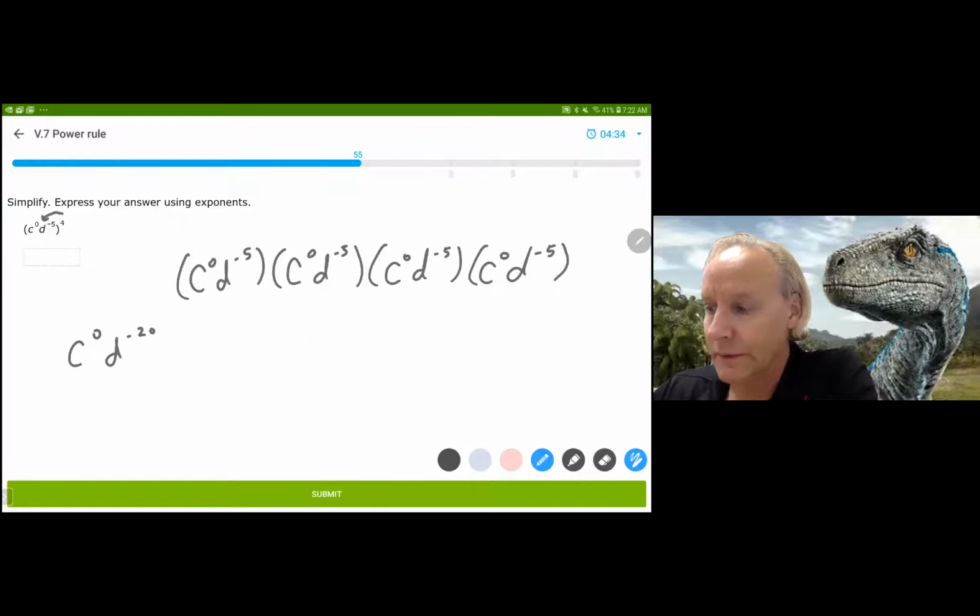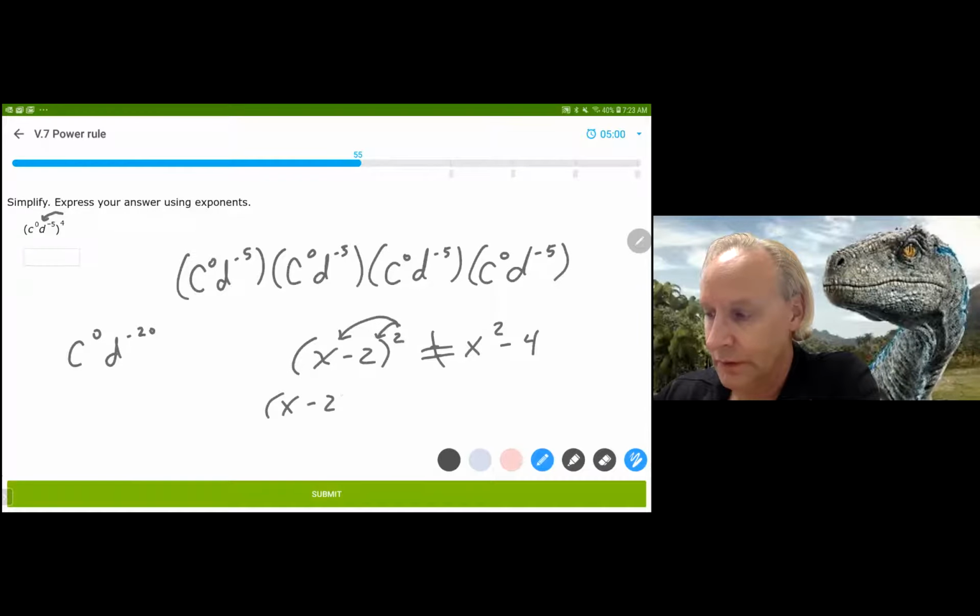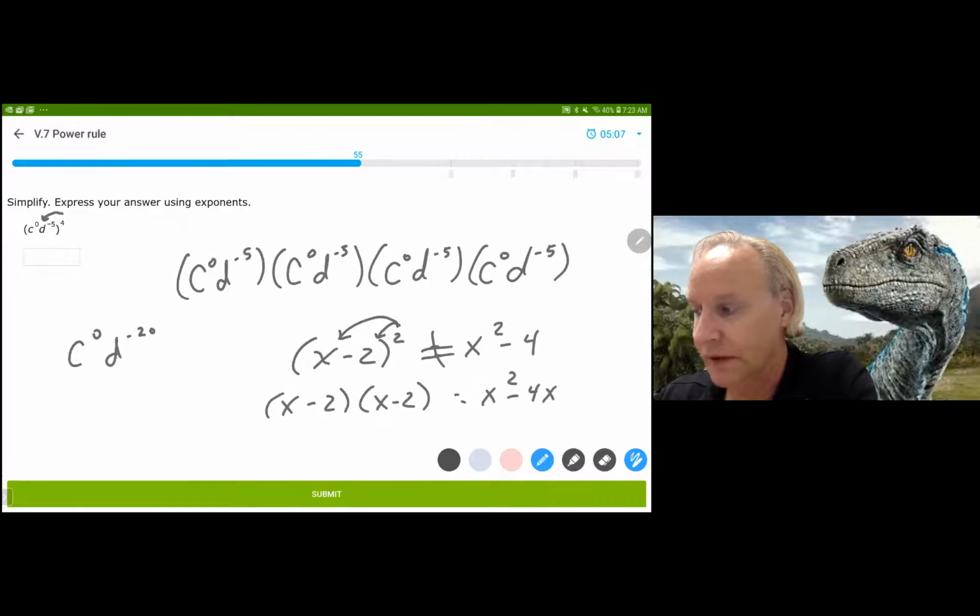Probably one of the most common mistakes in algebra when dealing with exponents is this one. A lot of people will do this: x squared, 2 squared, which gives them x squared minus 4, which is wrong. This is not true. This is x minus 2 times x minus 2, and that gives you x squared minus 4x plus 4.